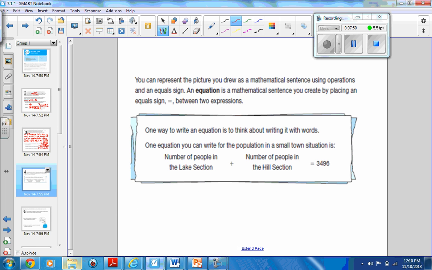Read that along with me. So you can represent the picture you drew as a mathematical sentence using operations and an equal sign. An equation is a mathematical sentence you create by placing an equal sign between 2 expressions. So one way to write an equation is to think about writing it with words. One equation you can write for the population in the small town is the number of people in the lake section plus the number of people in the hill section equals the 3,496 total population.